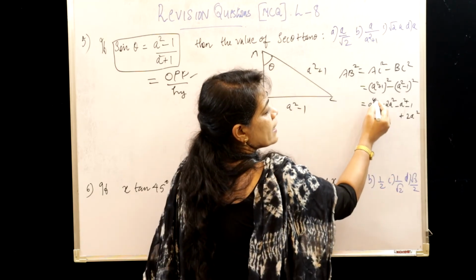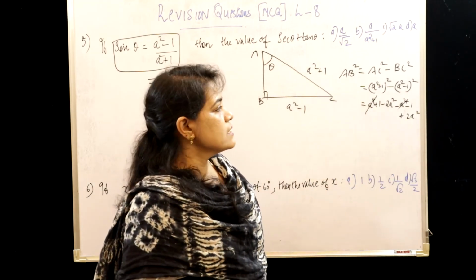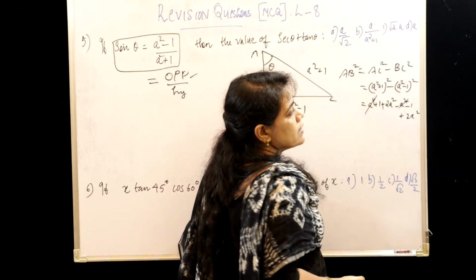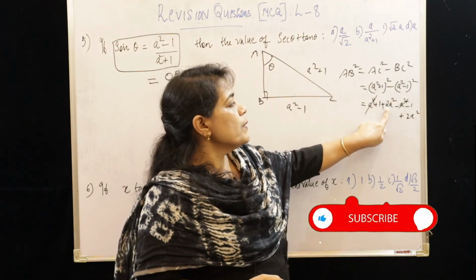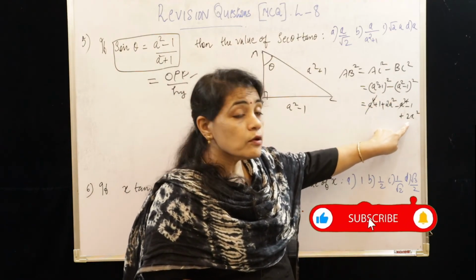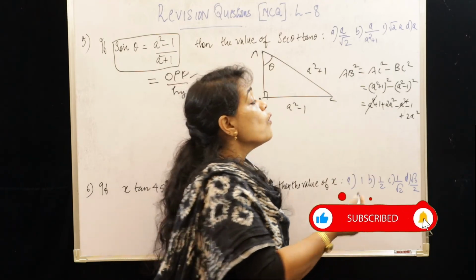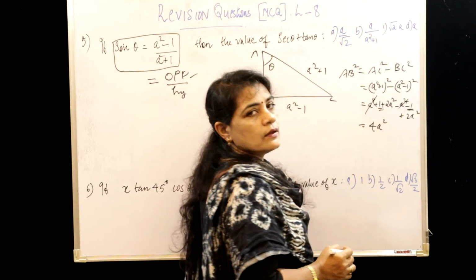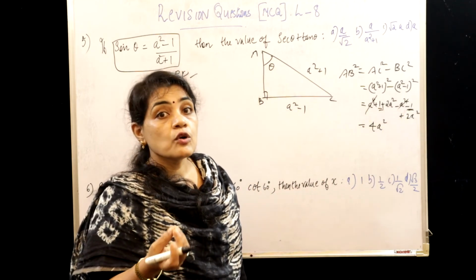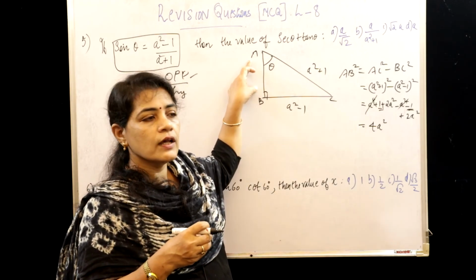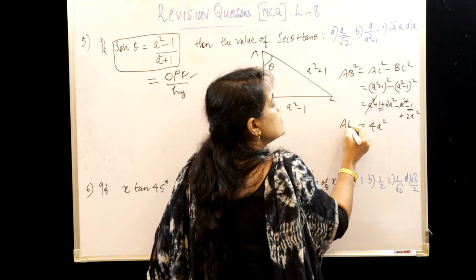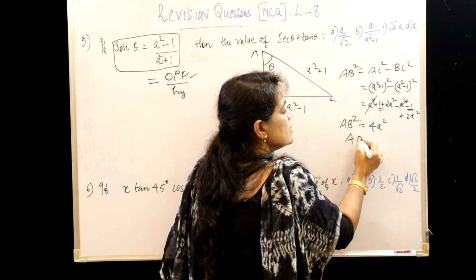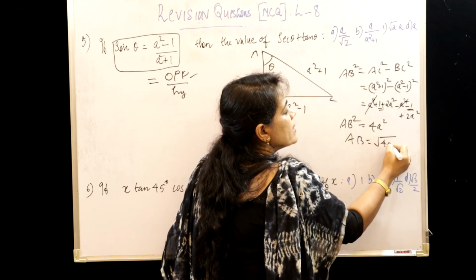Yes, children, a raised to 4 and minus a raised to 4 get cancelled. Here plus 2a square, here also plus 2a square, that will be 4a square. Here we have plus 1, here minus 1, that gets cancelled. So the square of this side, this perpendicular, AB square equals 4a square. But we need AB, that is the adjacent side.